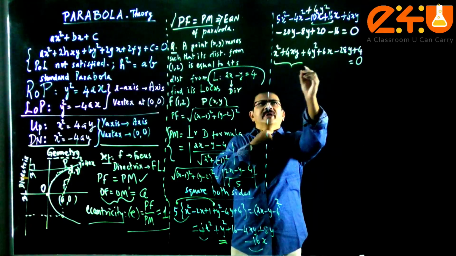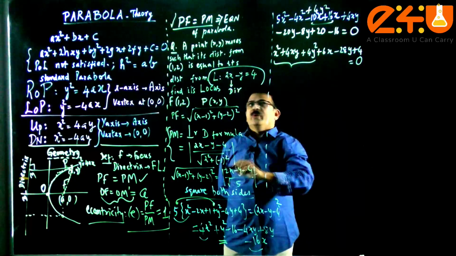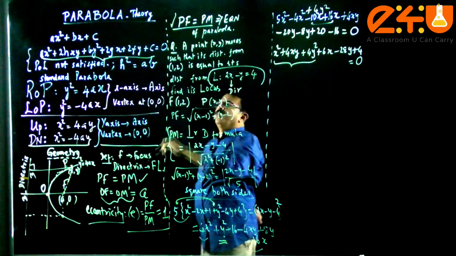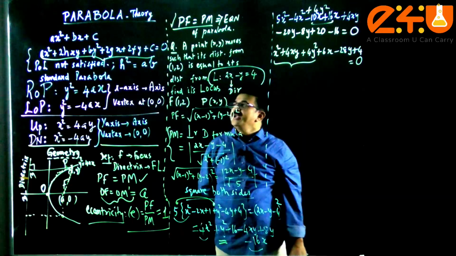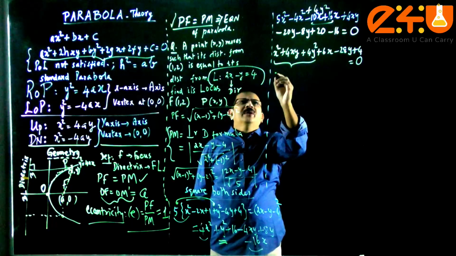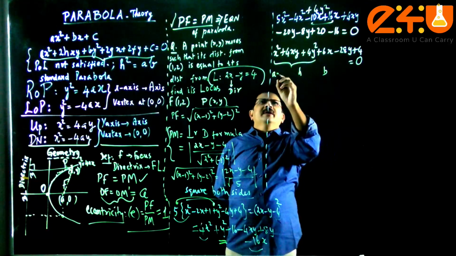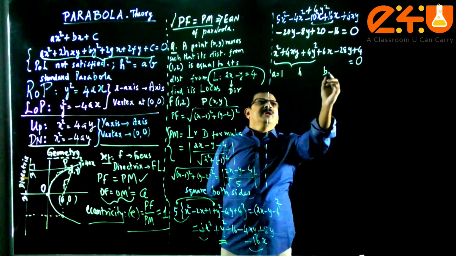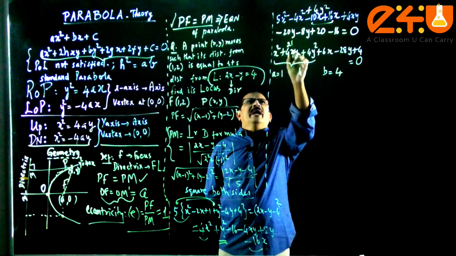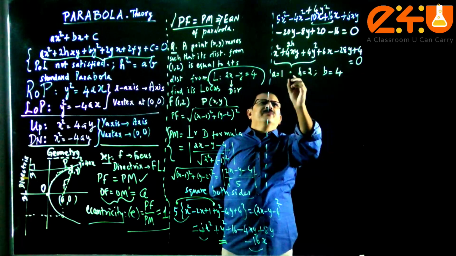I want you to give some focus on the first 3 terms. Ax square. Now I am going to make you compare with the most general second degree equation that you wrote on the first line: ax square, 2hxy, by square, 2gx, 2fy. Can we compare and get the values of a, h and b? A is 1 because it is 1x square, b is 4, the coefficient of y square, and 2hxy gives 4xy. So h is half of 4, it is 2.